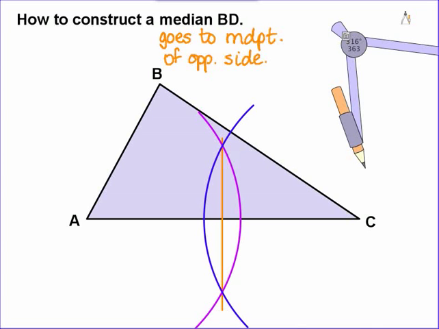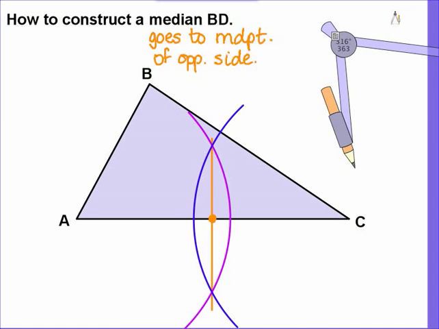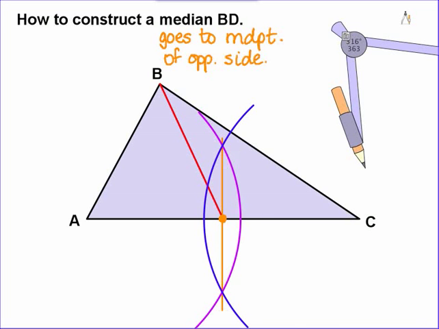And so now, what is this point right here? D. That is the midpoint of that segment. And so now to draw the median in, I'm going to take a line from B to that point right there, and that is your median.